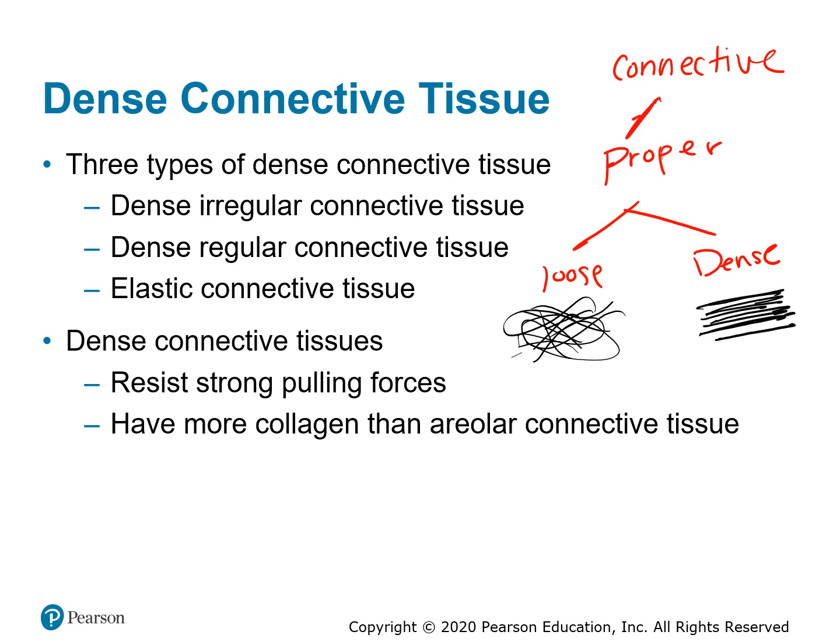There are three types of dense connective tissue: dense irregular, dense regular, and elastic. They have some strong pulling force resistance, so they can handle a little bit of pull, a little bit of wear and tear. Not really wear and tear, but a little bit of pull for sure. And they have a lot more collagen than those areolar connective tissues.